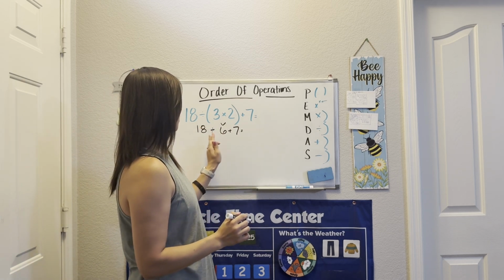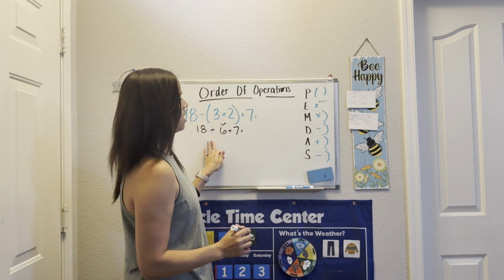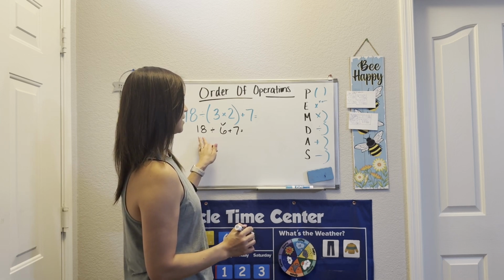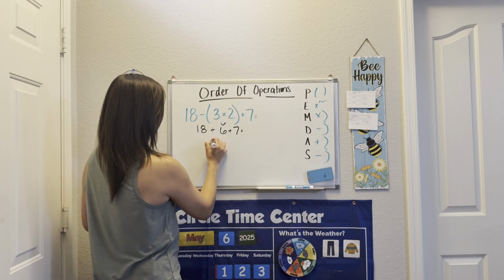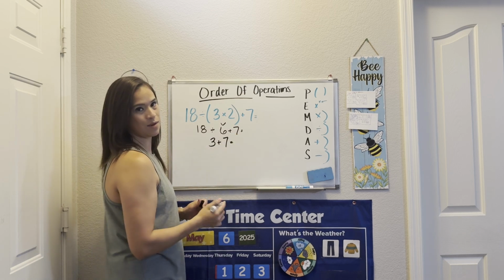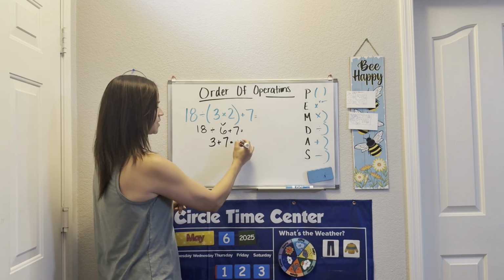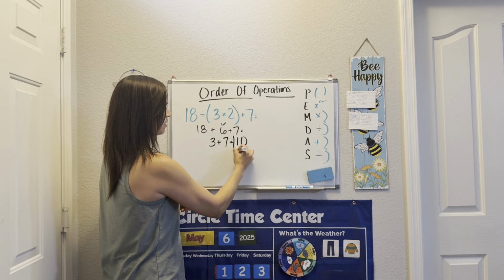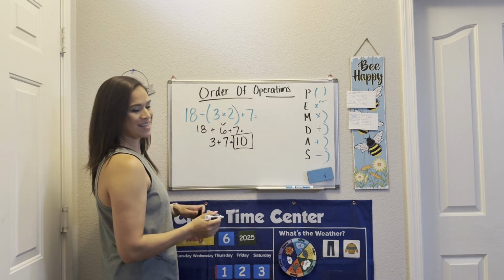Okay, no exponents, there is multiplication and division, so we will go ahead and do our 18 divided by 6, which will give us 3. Drop everything else down. And then we'll just solve for there. 3 plus 7 gives us our answer, 10.